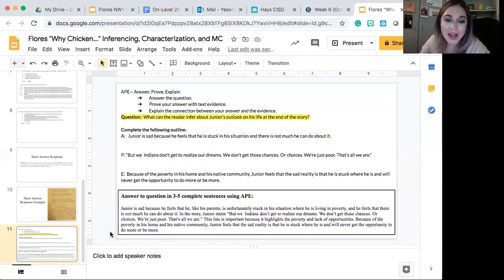So again, I used stuff from the outline, but that is not it. I added more. I turned it into a paragraph. So when you go back and do it, you can do it like this. You can keep your information, just make sure that you're not just copying what's in the outline and that's it. But I did want to go over this so that you know how to answer using APE.